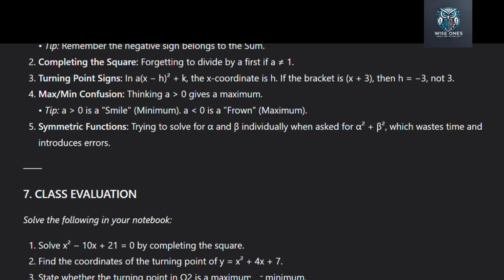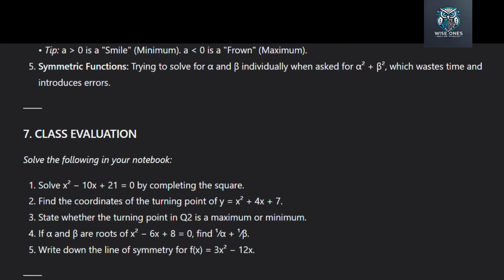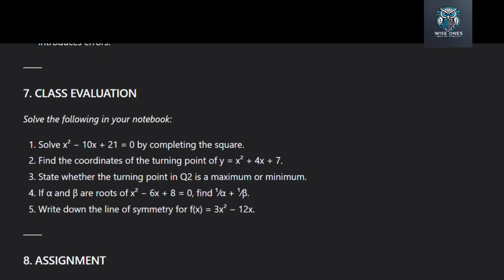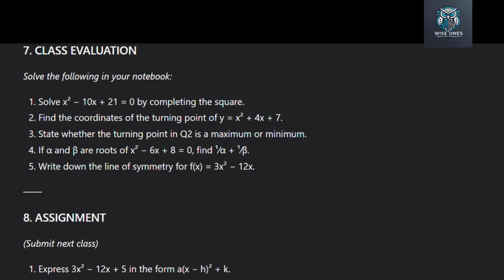Section 7. I want you to pause the video and solve these in your notebook. Question 1. Solve x squared minus 10x plus 21 equals 0 by completing the square. Question 2. Find the coordinates of the turning point of y equals x squared plus 4x plus 7. Question 3. State whether the turning point in question 2 is a maximum or minimum.